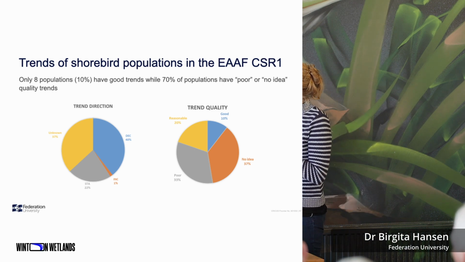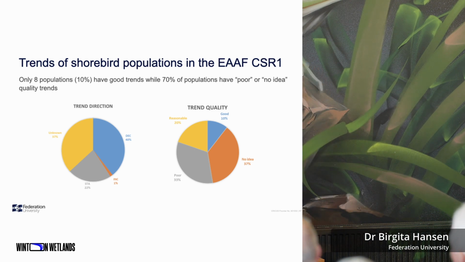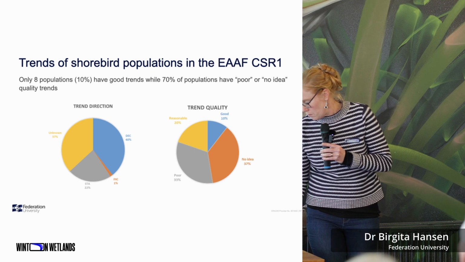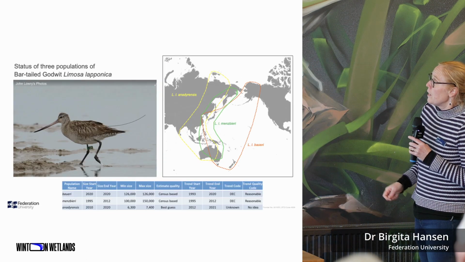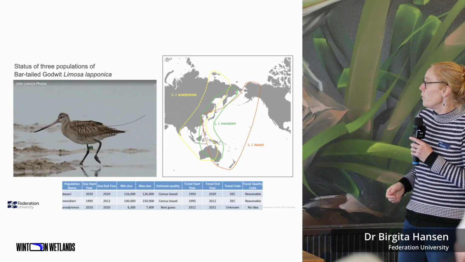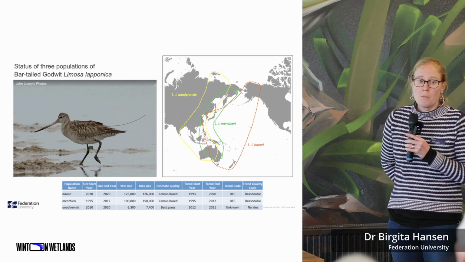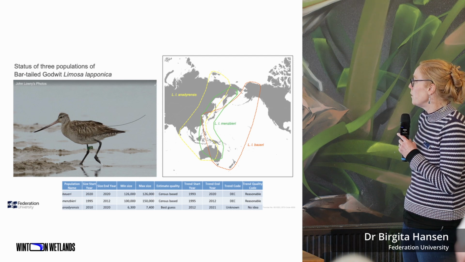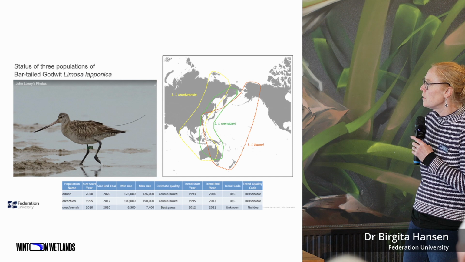But then we see this big variation in trend quality. I mean, we've only got 10%. Here's the 10% that we've got good trend information, and then all this uncertainty here around trends. So here's an example of one of the species that was part of the review. That's the bar-tailed godwit. That's a very common species in Australia. That's one of our coastal species.